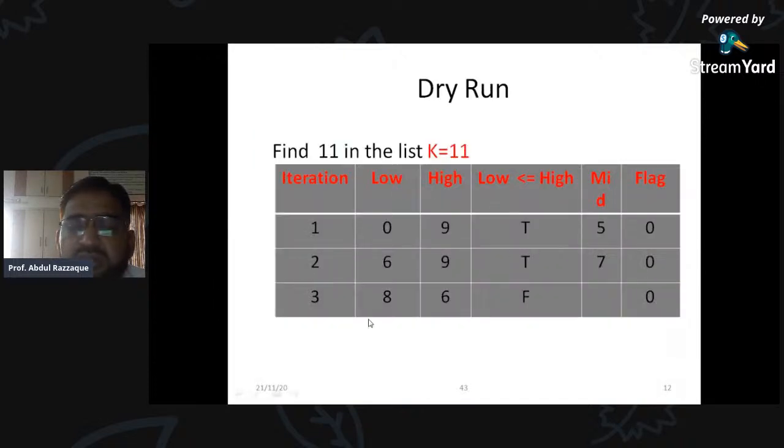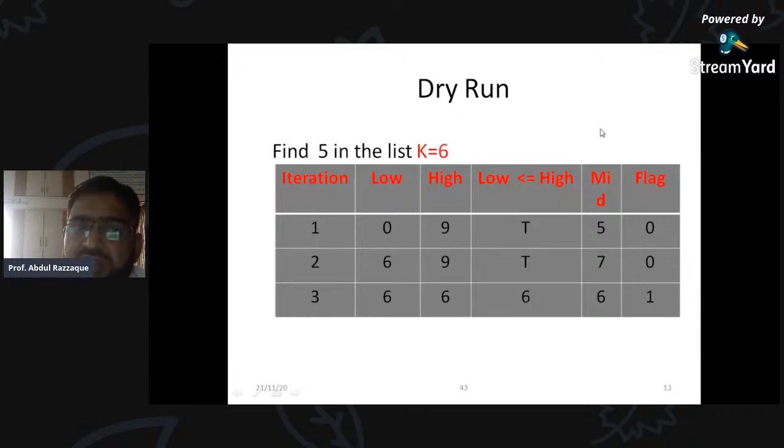So we will make high as mid minus 1. So it will become 6. Now low is greater than high. This condition becomes false, so it will come outside the loop. So no mid will be calculated and flag is still 0. If it is still 0, it means the element is not there in the list.